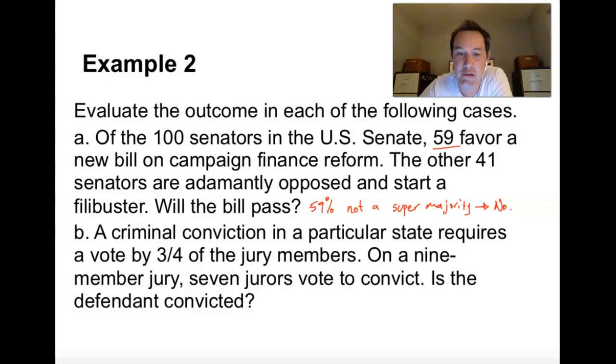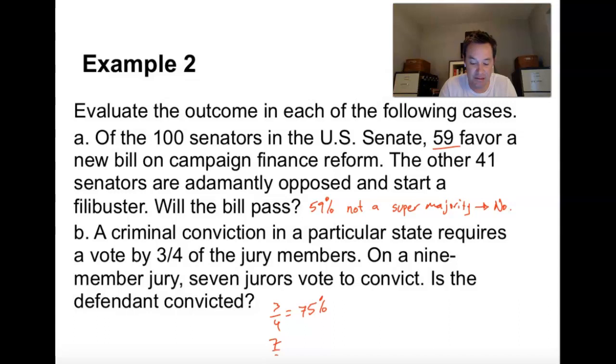All right, B, a criminal conviction in a particular state requires a vote by 3/4 of jury members on a 9-member jury. 7 jurors vote to convict. Is the defendant convicted? 3 out of 4 is exactly 75%. 7 out of 9 is approximately 78%. So yes, the defendant is convicted.